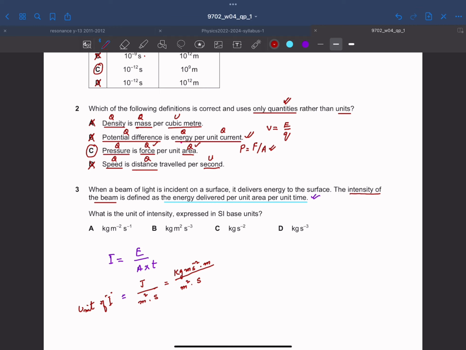So what we can write, meter squares will cancel out, and when this second moves to the numerator, we can write kg per second cube. So be careful, and this is option D which is correct in this case, and of course the other options are not correct.